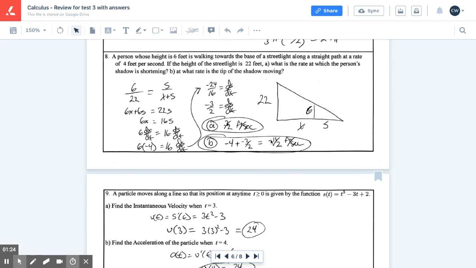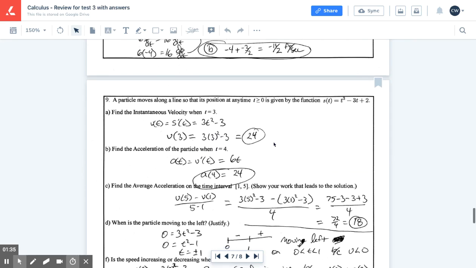Now notice this time I did keep the negative. That's because it didn't say anything about which direction it was moving. So I had to put the negative in there or say that it's shortening. One of those two you had to do.